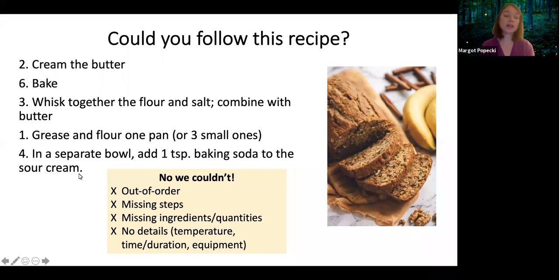The steps are all out of order. We're missing step 5 entirely. The ingredients are vague or missing. We don't know the quantities. We also don't have any details. We don't know the temperature, the time or duration of baking, or if there's any special equipment involved. So no, we couldn't make this banana bread.